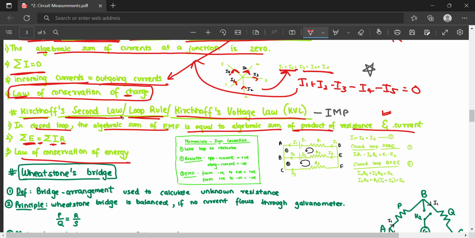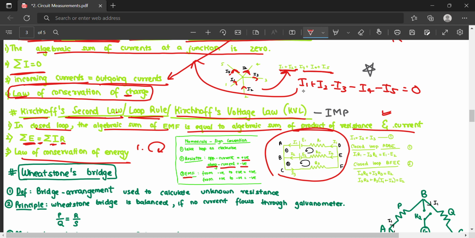Now, this little table which I've made for you is a very important thing for your numericals, in which numerical sign convention. So your question would basically be given in this format, and you have to start the question in which they might ask you to find the total current in each resistor. So the first step which you would be doing is taking your loop as clockwise. Now, if the resistor is opposite to the current flow, it is positive. If it is along the current, it is negative.